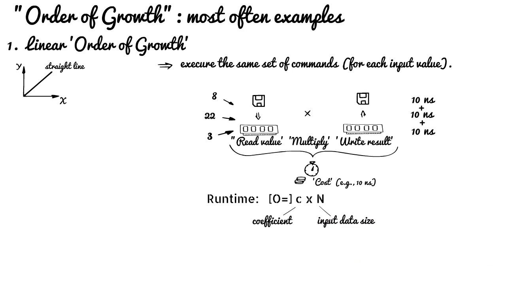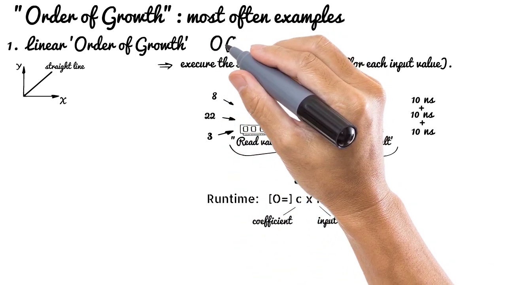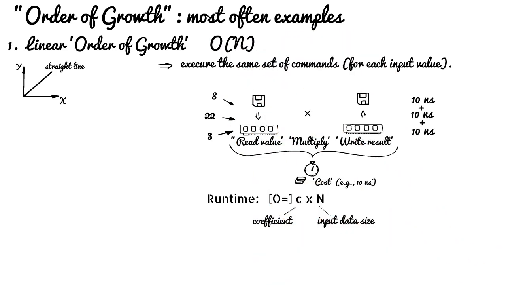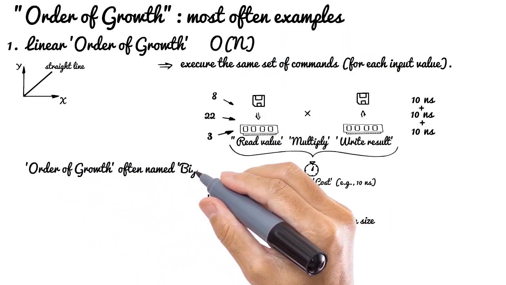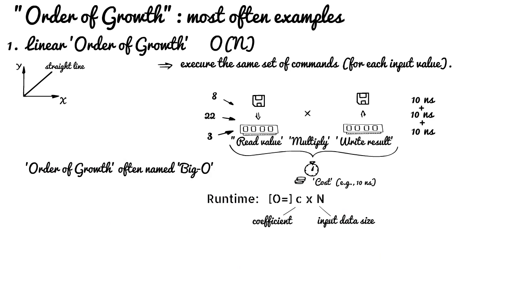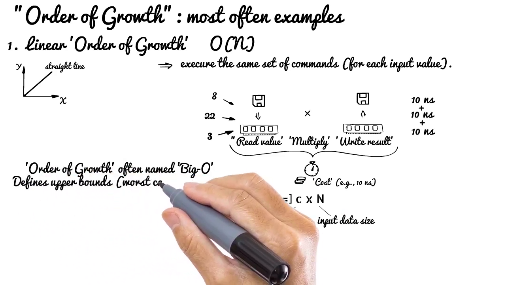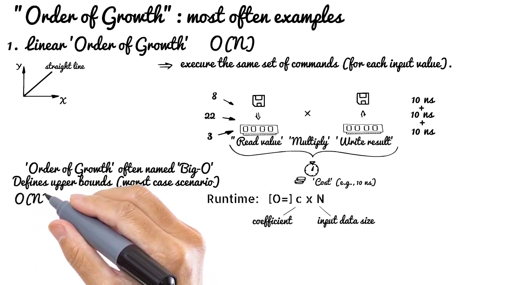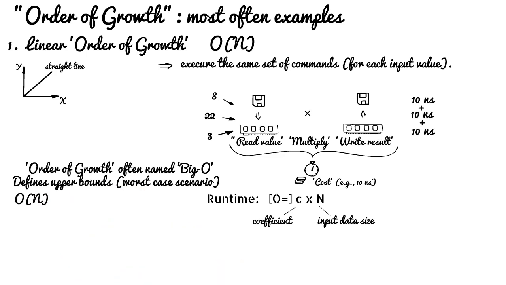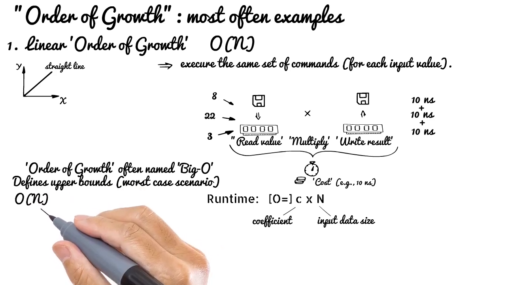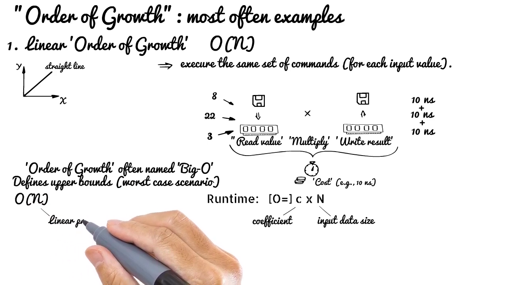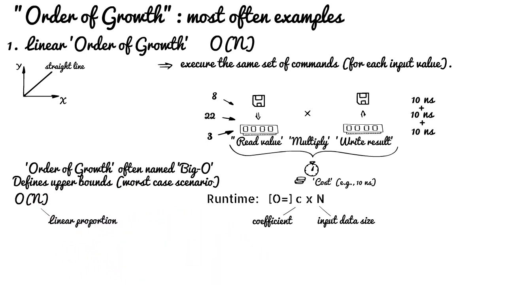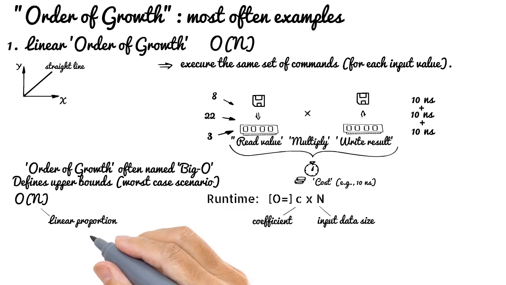Order of growth denoted as function of input data size n in form of O of n for our linear case. It's often named as big O instead of just O. Big O defines upper guaranteed bounds, or the worst case scenario. And it points exactly to proportion between input data size and runtime, how our line in a diagram should look like. Simple n in brackets tells about linear proportion. We will see what else could be in brackets later for other proportions.